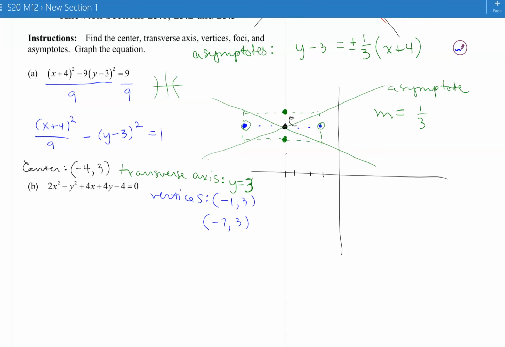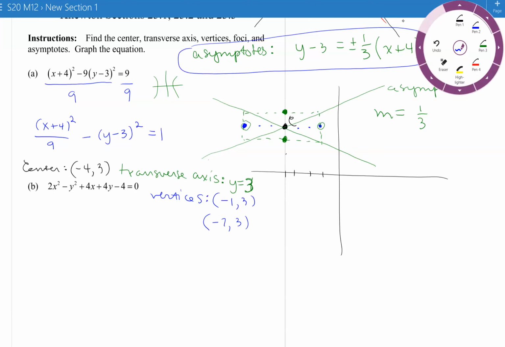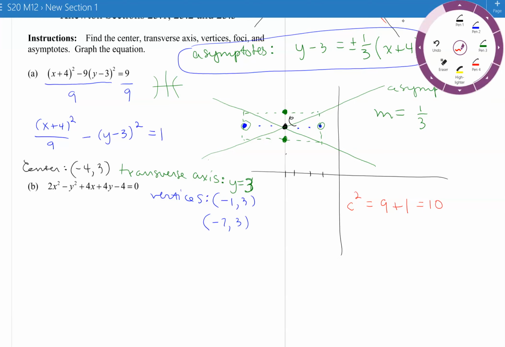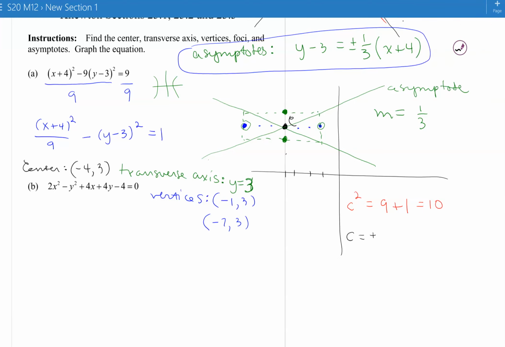I got my asymptotes. So I need my foci. So little c squared is the sum of the denominators, or 10. So c is plus or minus the square root of 10, which is a little bit more than 3. So I know the focus point is a little past the vertex. And this distance is square root of 10.